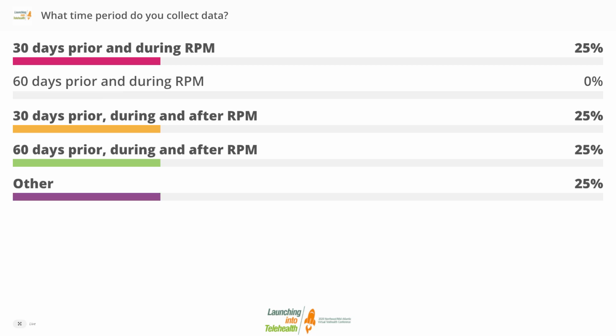Okay, excellent. What time period do you collect your data? 30 days prior and during, 60 days prior and during, 30 days prior, during, and after, 60 days prior, during, and after, or other? So we had 25% say 30 days prior and during, 25% say 30 days prior, during, and after, 25% say 60 days prior, during, and after, and then 25% other. Okay, awesome.